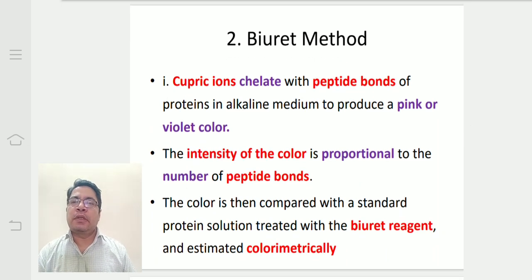Second method is Biuret method. Cupric ions chelate with peptide bonds of proteins in alkaline medium to produce a pink or violet color. The intensity of the color is proportional to the number of peptide bonds. The color is then compared with the standard protein solution treated with the Biuret reagent and estimated colorimetrically.